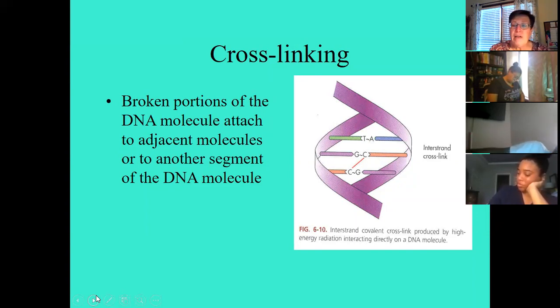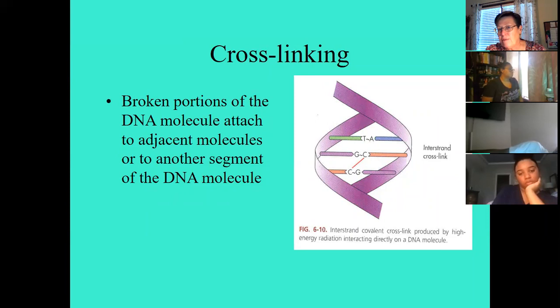So if, as in this illustration, there's a break and then this base joins with this base down here. That is cross-linking, and it is called an intra-strand cross-link because it's joining in the wrong place to the same DNA molecule. So it is an intra-strand cross-link.